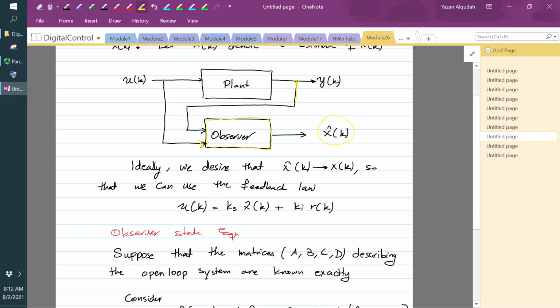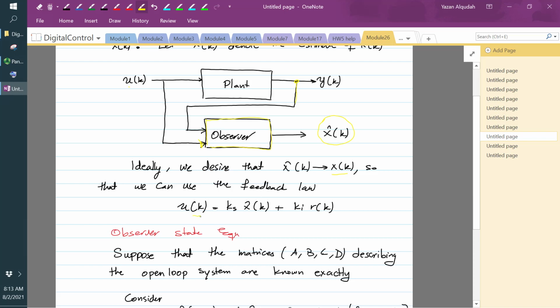Now, what we're going to do is estimate x of k. Ideally, we want x tilde of k, which is the estimate of x of k, to converge to x of k. So again, ideally, we want to estimate the state as accurately as possible, so I want x tilde of k to converge to x of k, so we can use the state feedback.